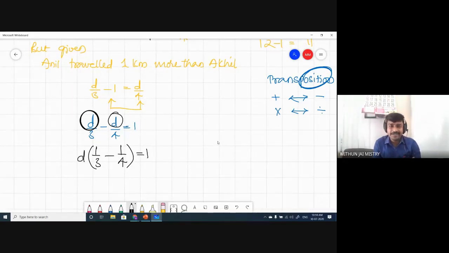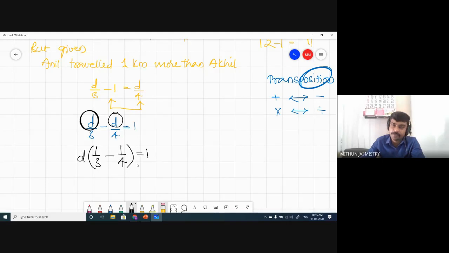What did you do, sir? I did not understand. See, beta, I have circled the d here. You can see I have circled the d. Means both terms, d is there. So I can take that as common outside. I have taken it outside. D is outside now. Now, when d is outside, what is left in the place of d? Nothing is there means 1. So 1/3 minus 1/4. So this is called distributive property.